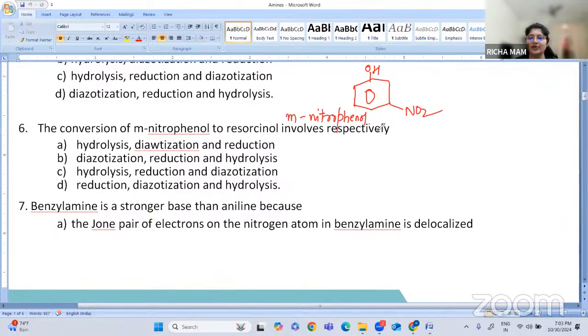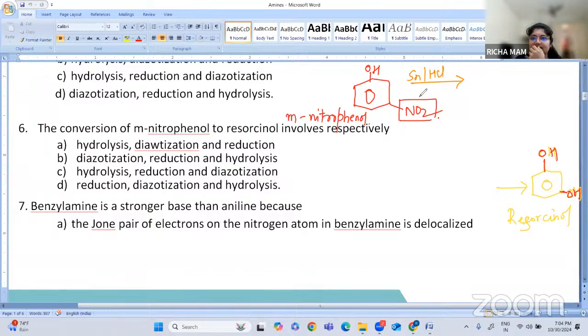From meta-nitrophenol, you have to convert into resorcinol. What is resorcinol? It has OH at the meta position. So this is resorcinol. I have to keep the OH group the same and do the reaction at the nitro position. Let us see what I can do. First step, I can do reduction.